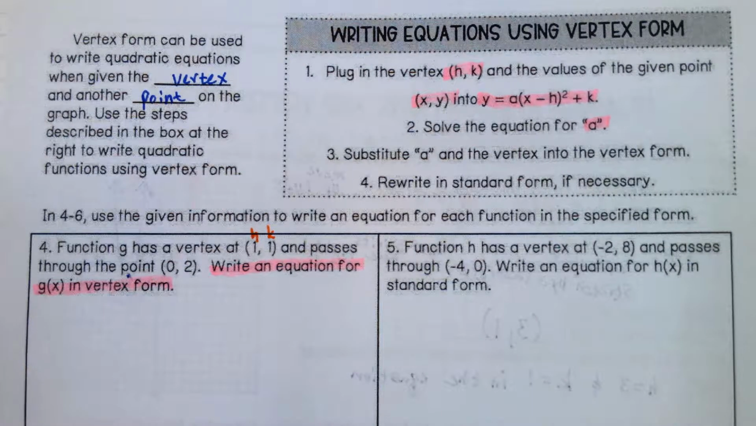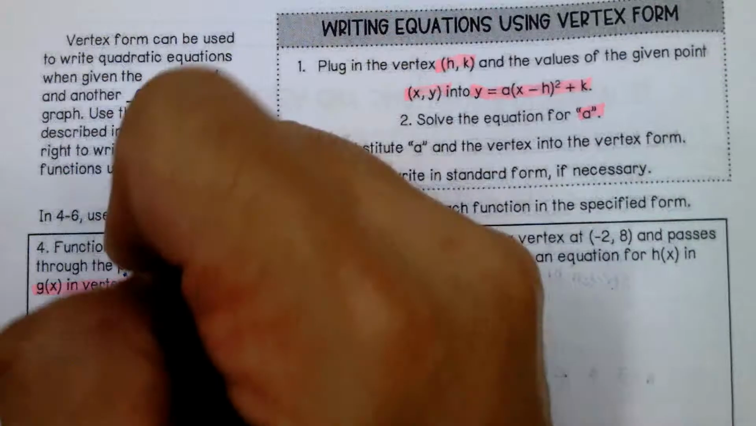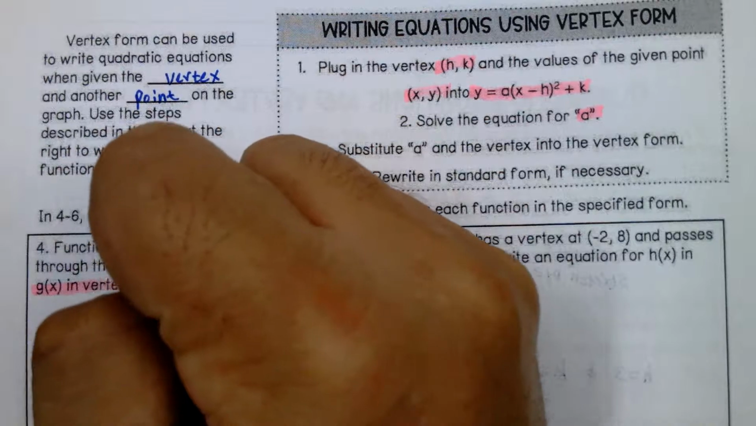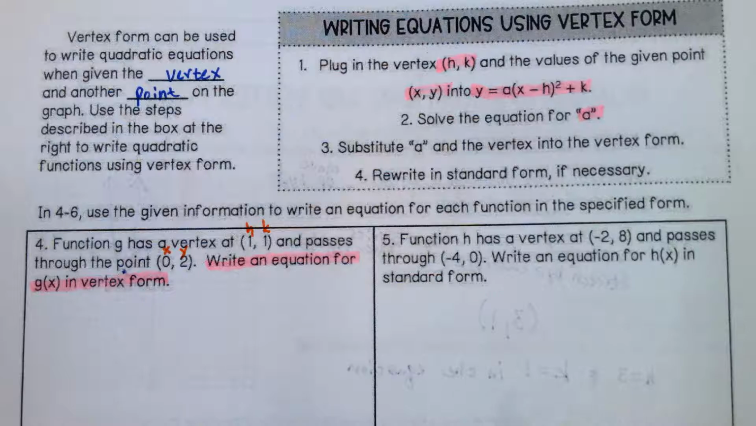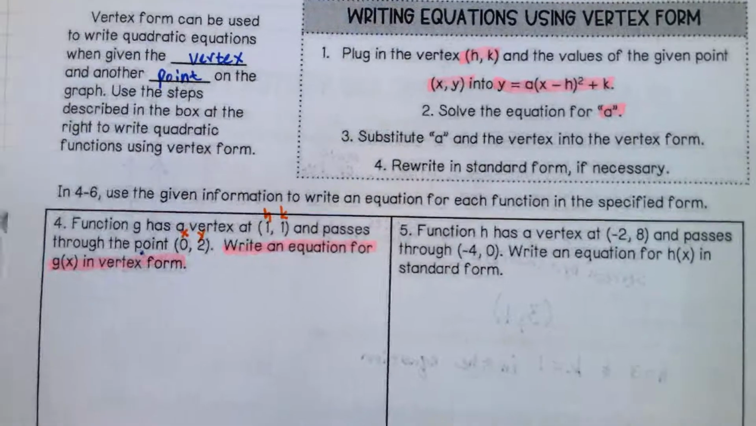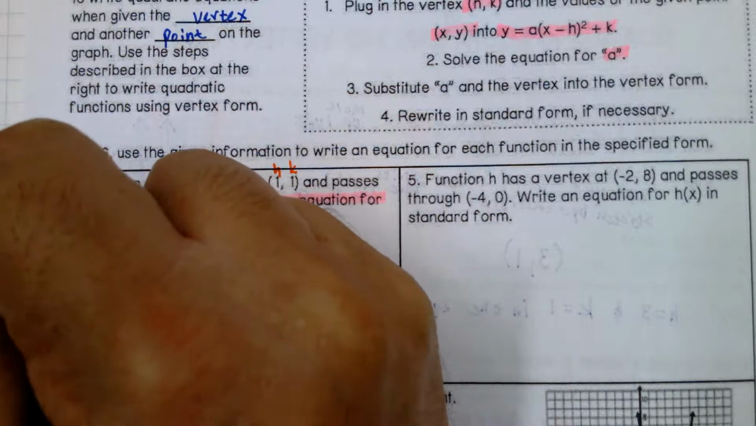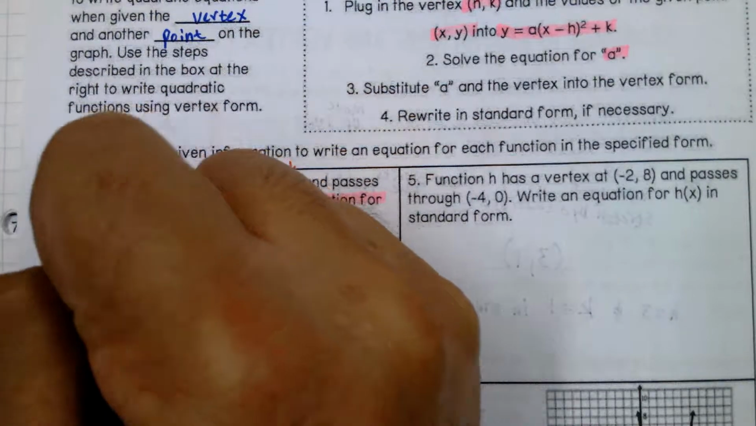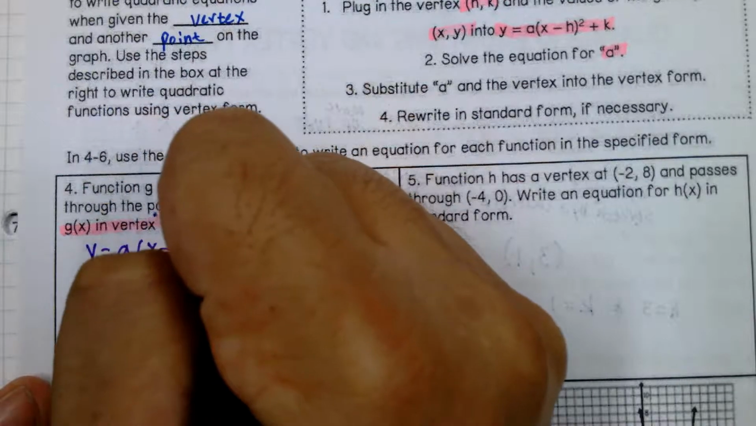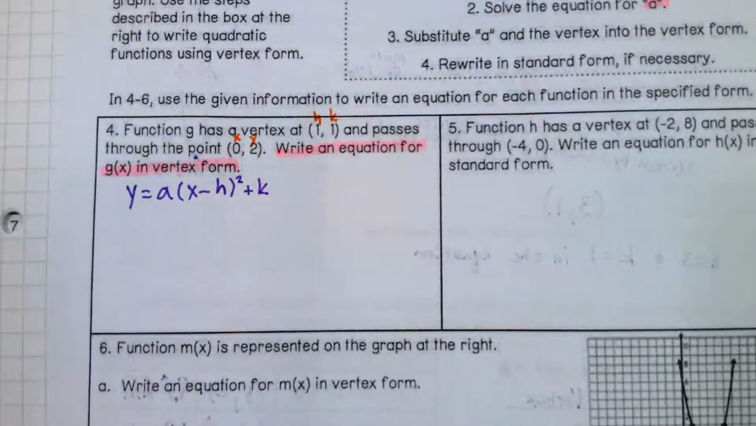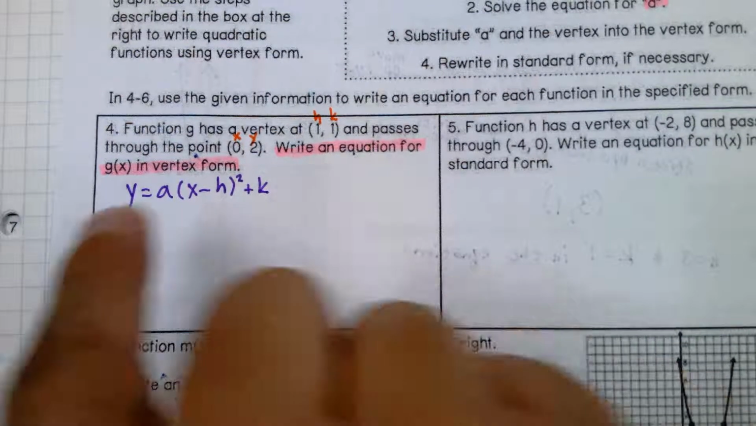That's the vertex point. Then they give us a second point on the parabola, (0, 2). This is our x and y. So this is what we're going to do. We have vertex form, y equals a(x minus h) squared plus k. Okay, that's vertex form. We know that. Replace every number you can from these coordinates into that equation.